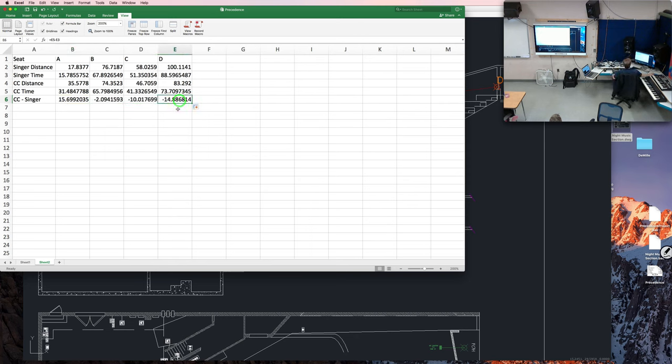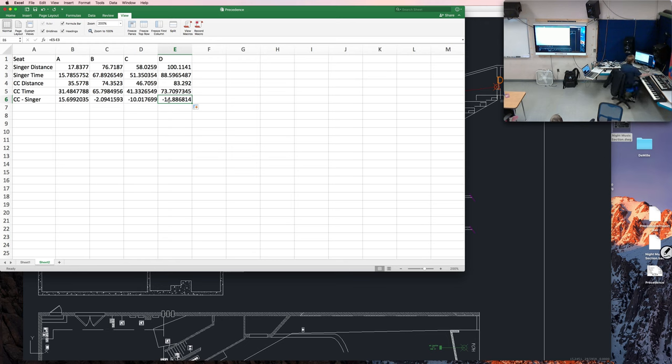Yeah, so over here at the back row balcony, I got a negative 14.8. What that means is the center cluster is arriving 15 milliseconds before the singer's voice. And that's not good, right? We want the singer's voice to arrive first. So we know we've got an issue here.